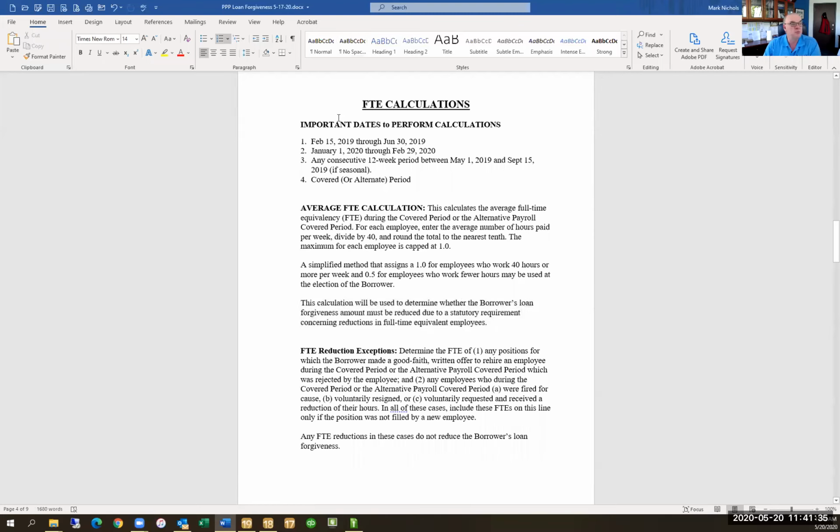The first part are the important dates that you need to consider. You're going to want to do the FTE calculations for the dates from Feb 15 through June 30th of last year, or from Jan 1 to Feb 29 of this year. And if you're a seasonal employer and neither of those make a lot of sense, maybe you're a summer employer, or you're most heavily employed in the summertime, you can use any 12-week period from May 2019 to September 2019. You're going to do the FTEs for all those, and then you're going to do it for the covered or the alternate pay period.